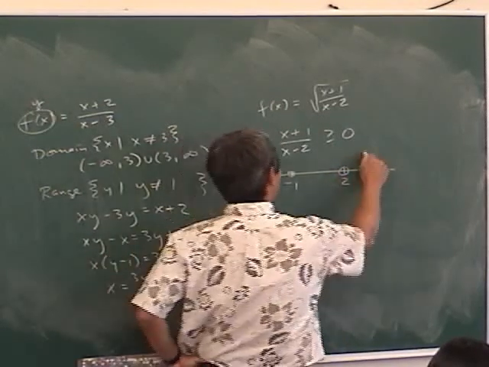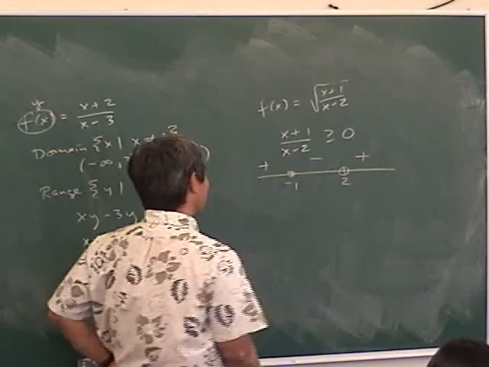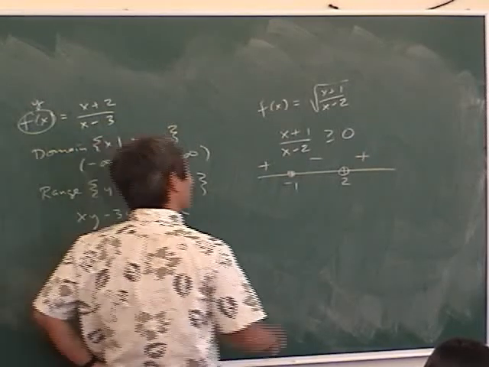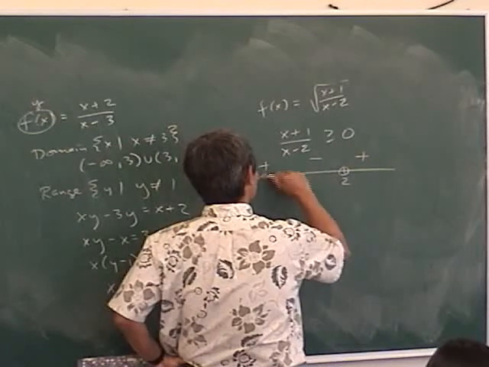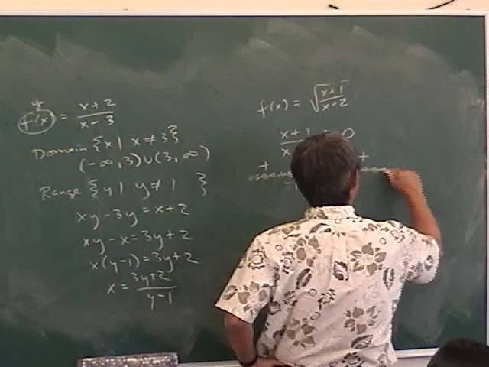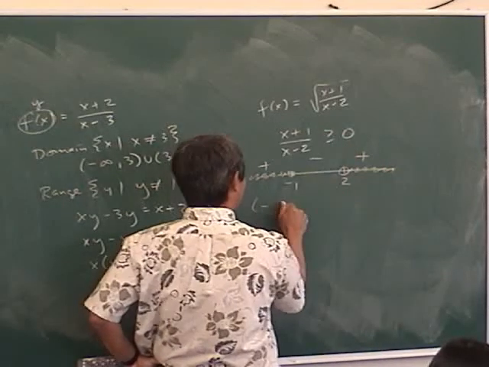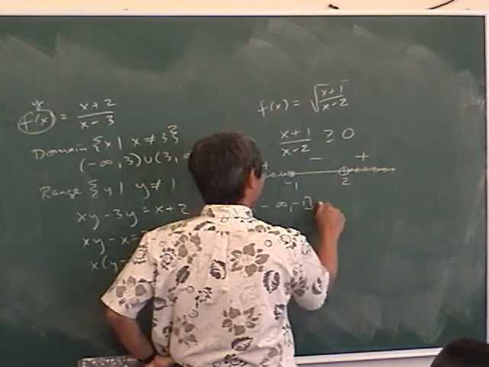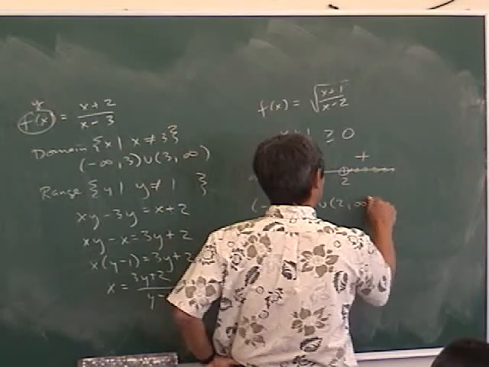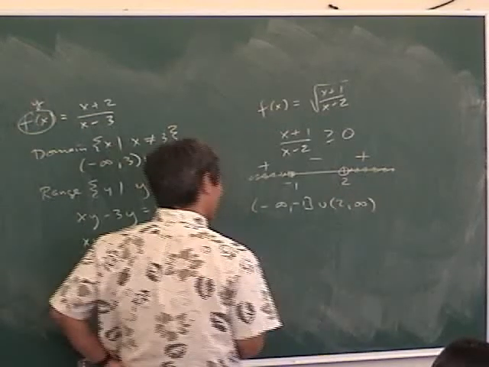And then how do I know it's plus minus plus? Okay. And then we're looking for greater than or equal to 0, so it's here, and then it's there. So your domain will be from negative infinity to negative 1, and then from 2 to infinity, but not including 2. That's why it's so important to solve inequalities. Well, this is one reason why. That's probably not the most important.